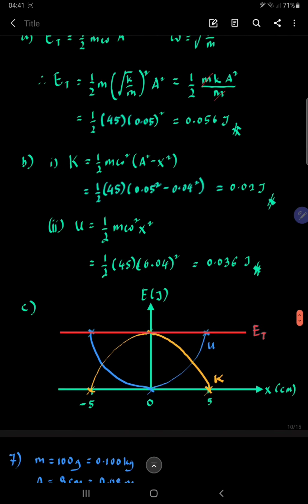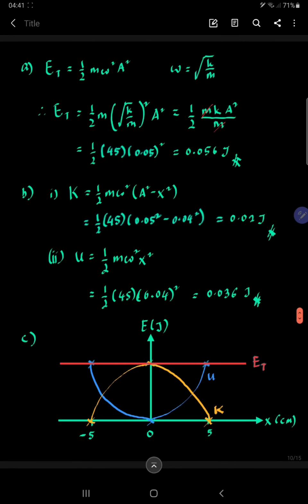Okay, they ask you to sketch a graph of E against x. So remember, this is the graph. We just focus on the equilibrium position, also on the amplitudes. As we know, at the amplitude, the object needs to stop for a while to change back its direction to be backward. So v equals 0, and automatically K equals 0. So at the amplitude, K equals 0. At the equilibrium, K is maximum. So the orange curve now represents our kinetic energy.